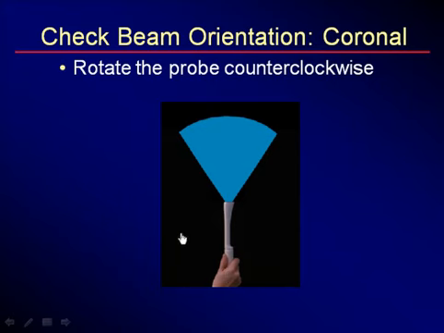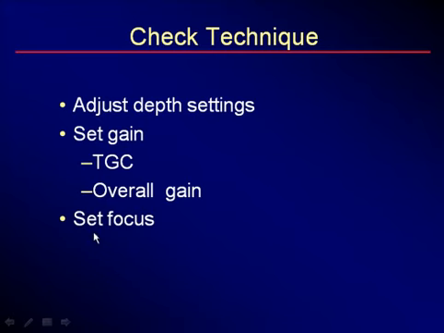Okay, so we've taken the sagittal beam counterclockwise. Now we can scan the pelvis and correctly place the right and left side. We do have to check our technique. We want to check our depth. Always check your gain, which means your TGC and your overall gain, and make sure that the focus is set correctly.